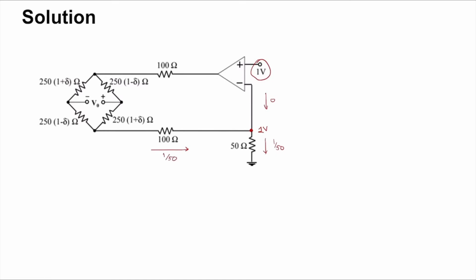Now what this means is that there is a drop of 100 ohms into 1 over 50 amps, which is 2 volts, and you start at 1 volt, and if there is an increase of 2 volts, you get 3 volts here.